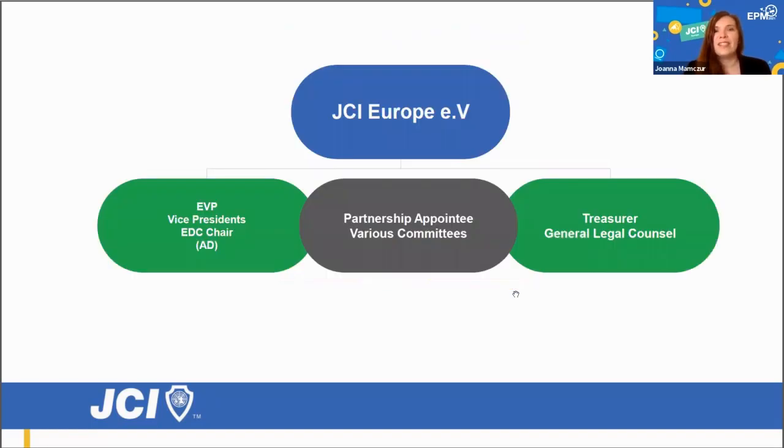As you can see, as JCI Europe, we also have our entity, which is based in Germany. JCI Europe EV is helping us organize the formal side and the administration. And under this entity, we have the structure of EVP vice presidents and the European Development Council chair. We have partnership appointee and various committees and the treasurer, along with the general legal counsel. So these are the people who are coordinating the activities on the administrative level.